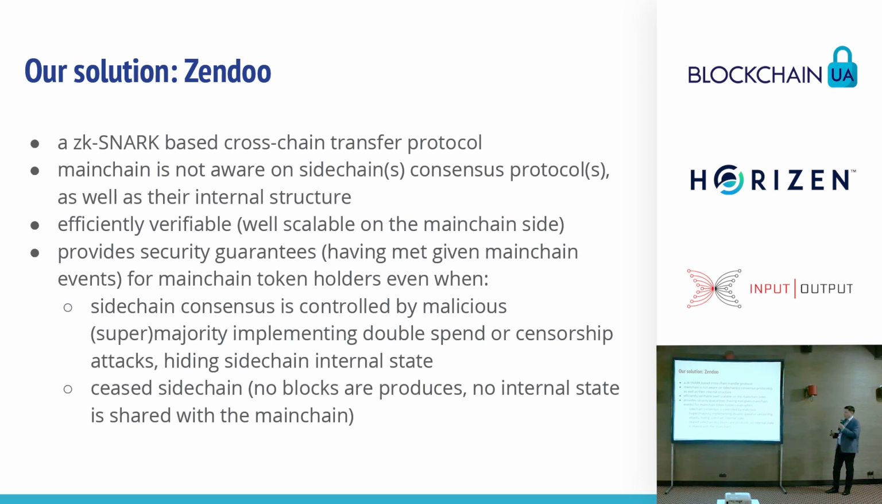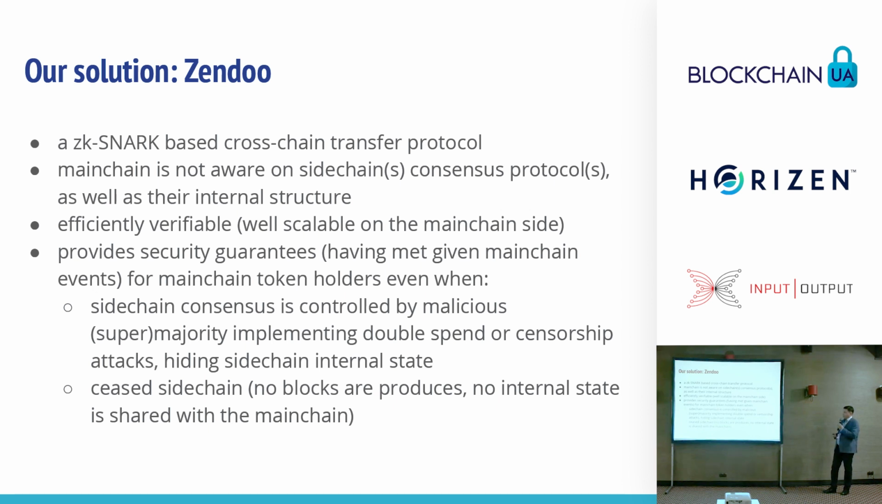There must not be any federation, and we must keep the security level for all sidechains at the level of the mainchain, having no trust. Moreover, we come to a solution where the mainchain knows nothing about the structure of the sidechain. So we built our solution based on a zk-SNARK cross-chain transfer protocol. The mainchain doesn't know anything about the consensus protocols that are used in sidechains.